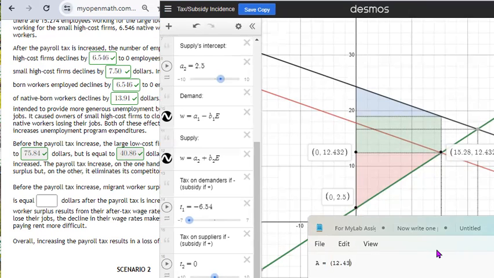Well, we want to use only 2 decimal places. That's what got us in trouble last time, right? We want to use 2 decimal places in terms of dollars, right? So $12.43 per hour minus 2.5. That's the height of the pink triangle.